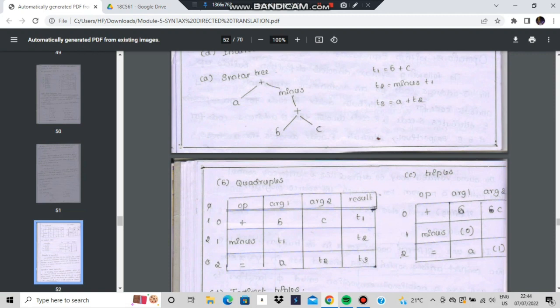Same thing for triples as well, but you'll just remove the result and you'll use 0 1 2 instead of t1 t2 t3. Where you will find t1, substitute as 0, so here it will be 0.